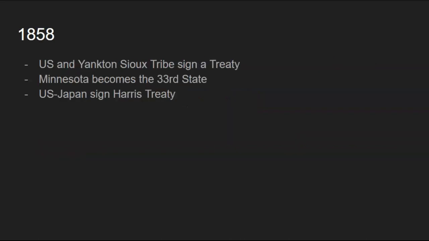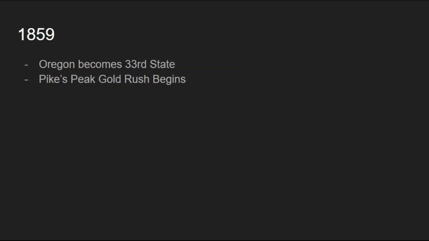1858, the U.S. and the Yankton Sioux tribe sign a treaty. You know, we get the Dakota Territory, essentially. Minnesota becomes the 33rd state. That stays the same. And the U.S. and Japan sign the Harris Treaty. 1859, Oregon becomes the 33rd state. That stays the same. And the Pikes Peak Gold Rush begins in Colorado.